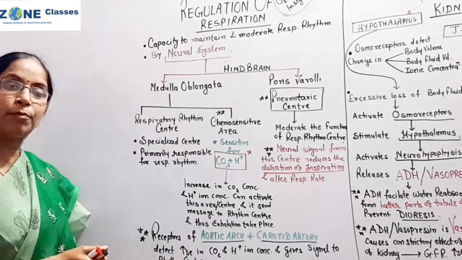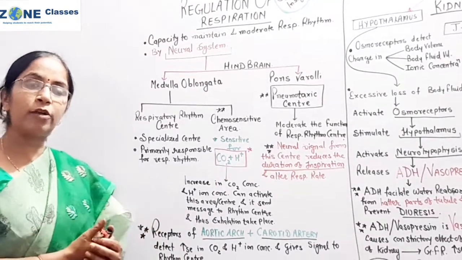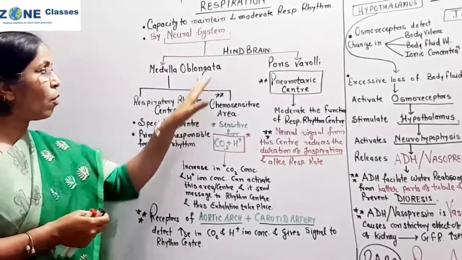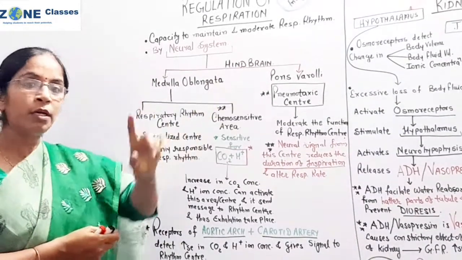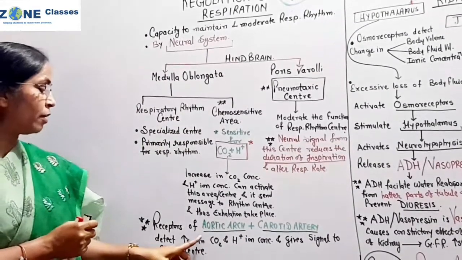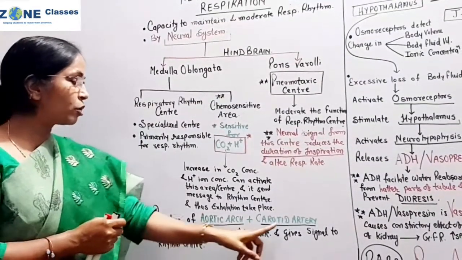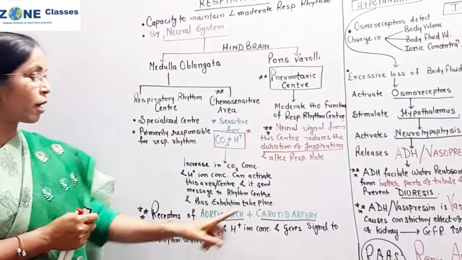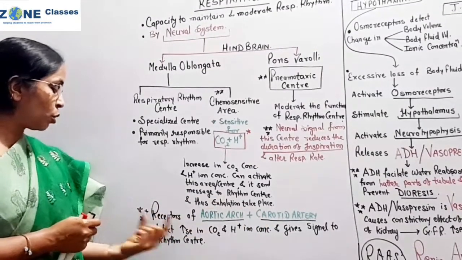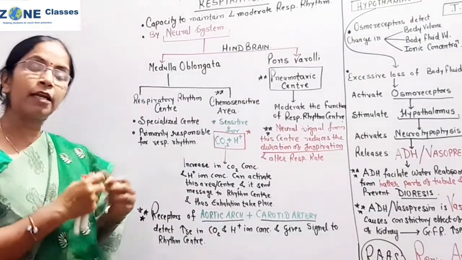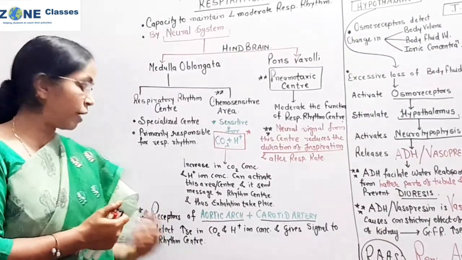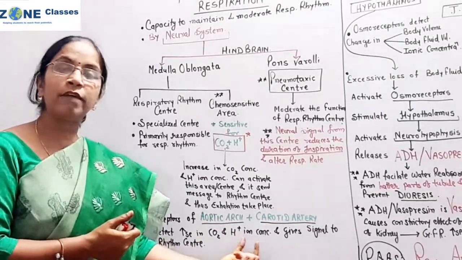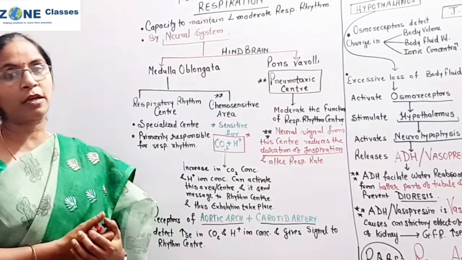And some other receptors for carbon dioxide and hydrogen ion concentration are present in addition to the brain, in addition to the neural system. Receptors, you remember, are present at the aortic arch and carotid artery. This part you remember. The aortic arch and carotid artery have receptors which detect the increase in carbon dioxide concentration as well as the increase in hydrogen ion concentration.